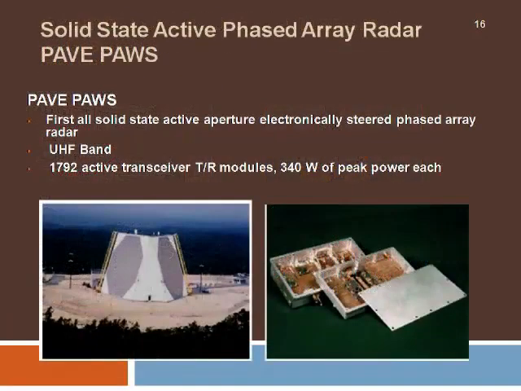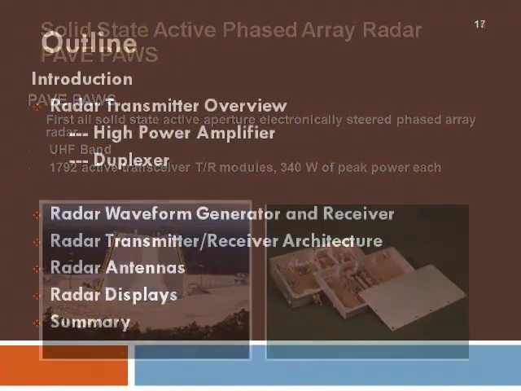Here you can see a phased array radar, very popularly known as PAVE PAWS, and you can consider that this is the first all solid state active aperture electronically steered phased array radar operating at the UHF band. And in the next diagram you can see the solid state amplifier which gives a power of 340 watts or so peak power in a small box as shown.